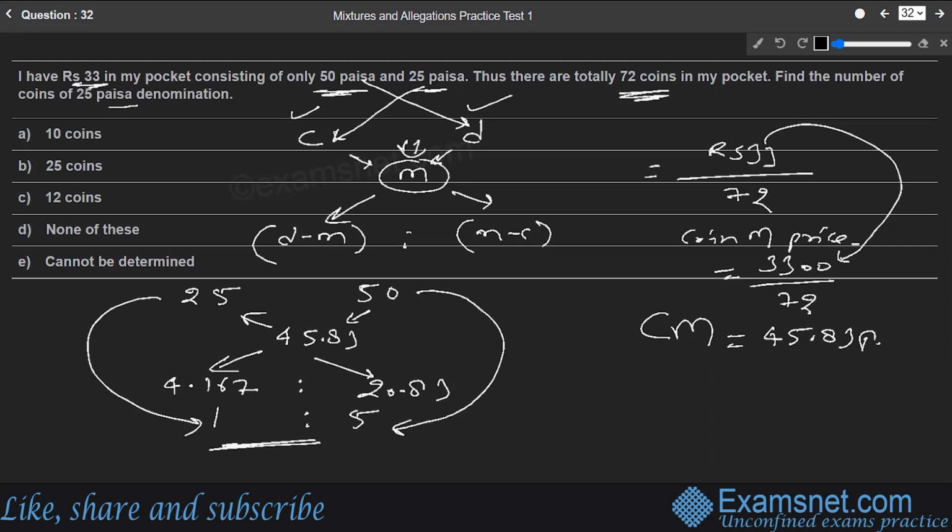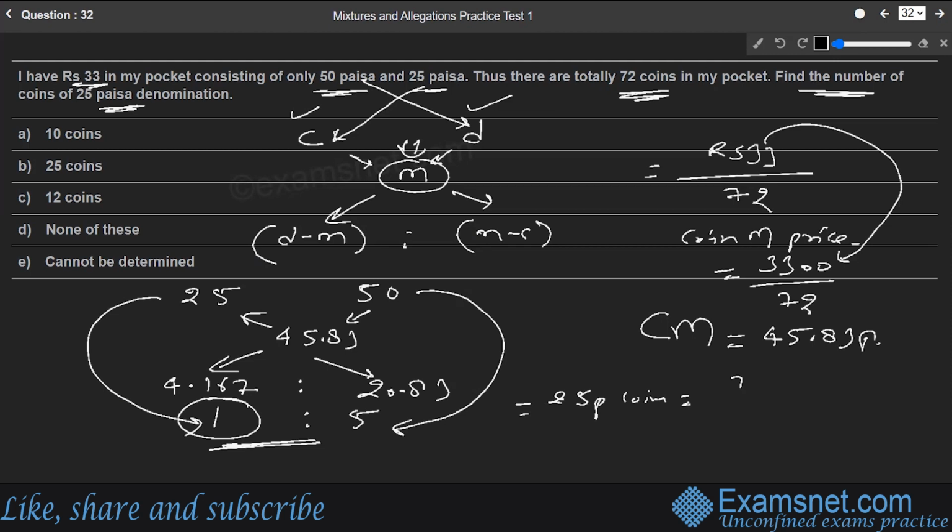That is 5 times of 25 paisa coin. How many total coins do we have got? We have got 72 coins, and what is being asked is to find the number of 25 paisa coins, and 25 paisa coin has a corresponding number as 1. So how can we calculate the number of 25 paisa coins?